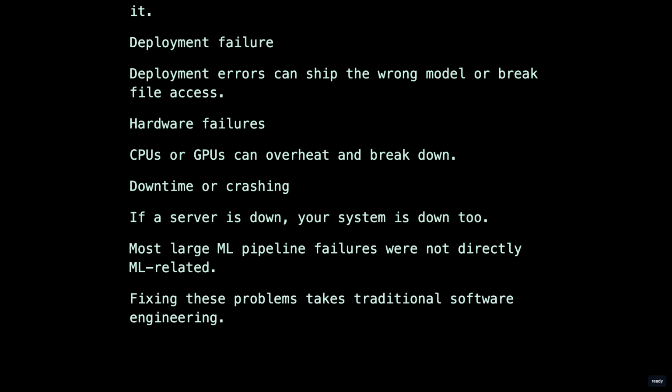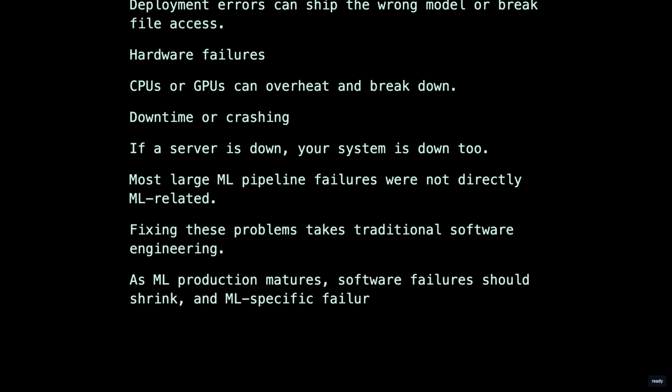So these failures are handled with software engineering discipline, testing, deployment control, permissions, orchestration, and robust infrastructure. For ML engineering, that means a lot of the work is standard engineering rather than model training. As the tooling improves and production practices become more standardized, these ordinary software problems should become less dominant. Then the failures that remain will be more about the model, the data, and the ML behavior itself.